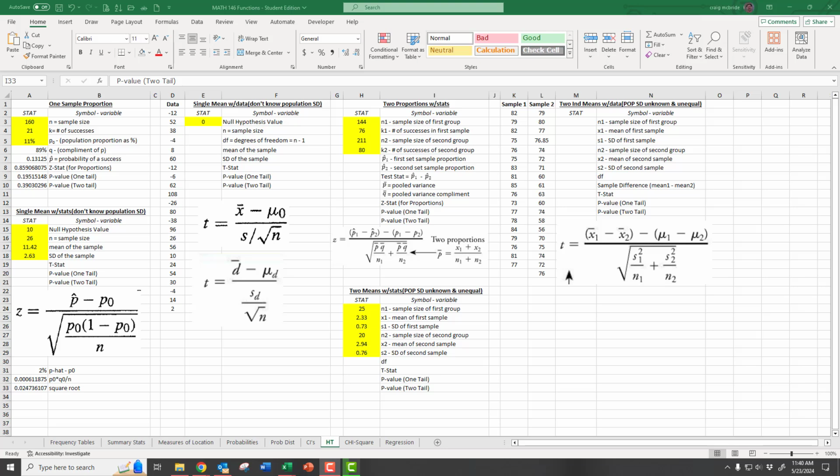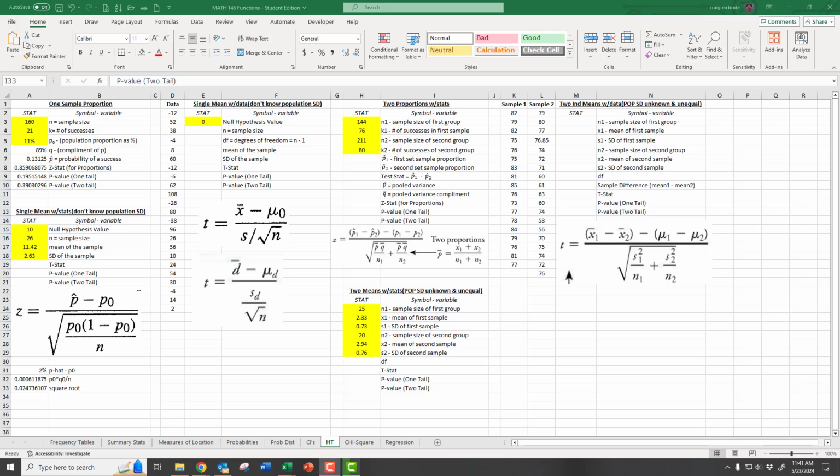In this video, we're going to look at how to create an Excel machine that will always compute the t-stat and p-values when we're running a hypothesis test for two means when we are given the stats of each group, each sample. And of course, the population standard deviations are unknown and assumed to be unequal with these types of tests, because if they were known, we'd be doing a z instead of a t.